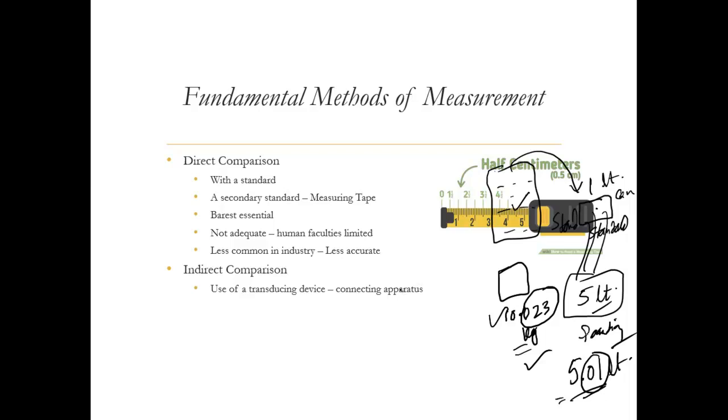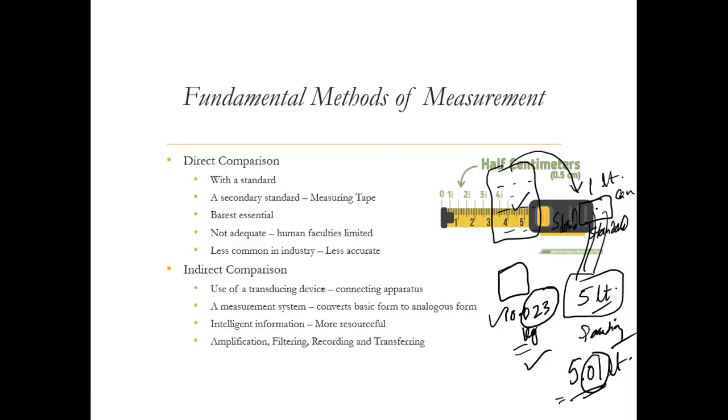A transducer is a device that converts one form of energy to another form. For example, heat can be converted to voltage. So it transduces these energies. This becomes an apparatus rather than doing it with the standard method. The transducer converts the basic form to an analogous form, and this is more intelligent and more resourceful because it is more accurate. Humans may have varied answers for a particular measurement question, but these instruments may not have such problems.